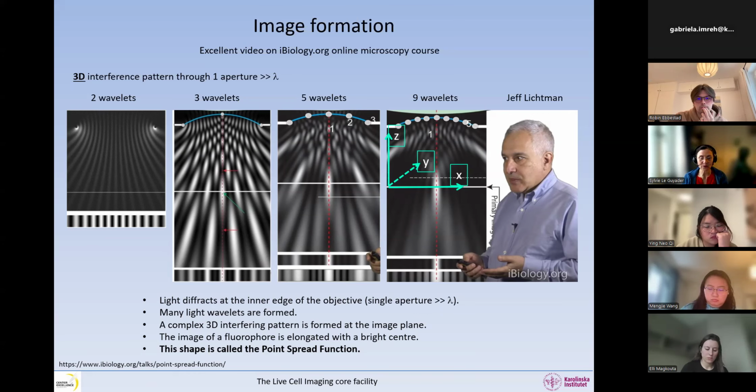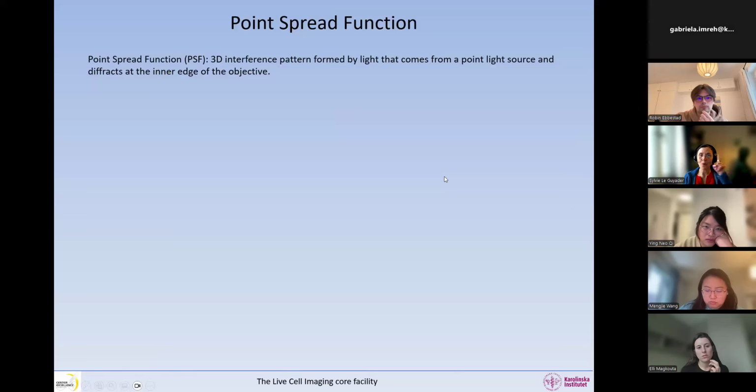So now you know that the point spread function is actually the image that we are recording when we image one fluorophore. So the point spread function, or PSF, is the 3D interference pattern that is formed by light that comes from only one point light source, so one fluorophore, and that diffracts at the inner edge of the objective. The interference pattern that we obtain and that we image, this is the point spread function.